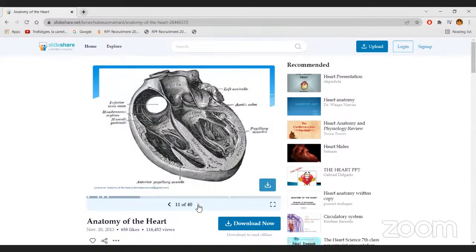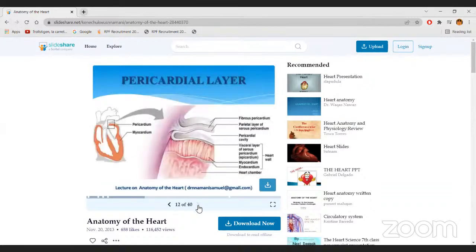This is a heart dissection. So, complete four chambers here. Ventricles. This is the left ventricle. So, four chambers here. The bundle is here. So this is the structure of the pericardial layer, the pericardium, and myocardium.